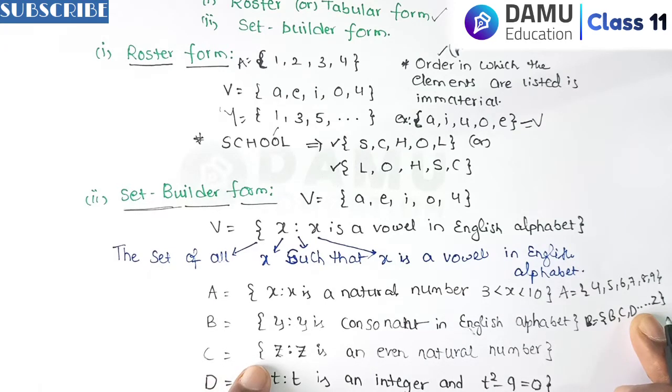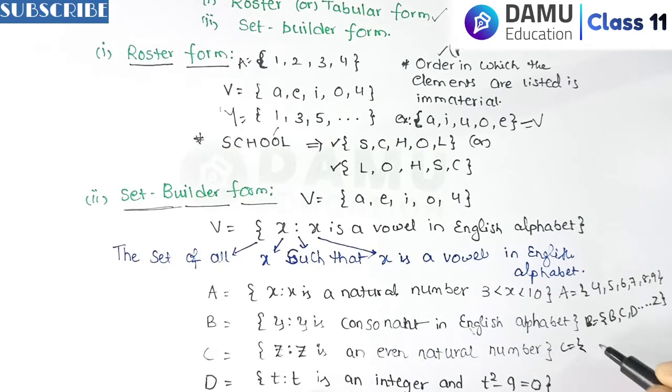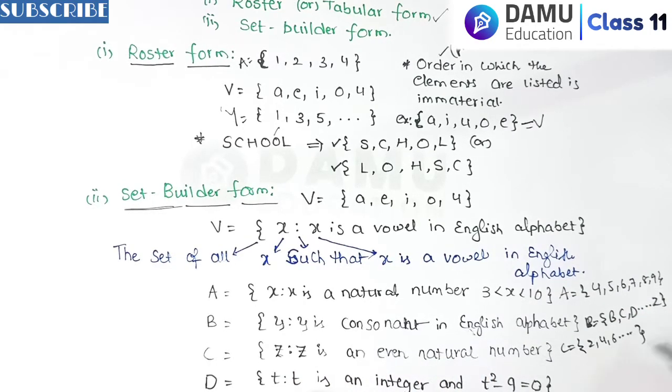Then C. The set of all z such that z is an even natural number. Even natural numbers, for that 2, 4, 6 and so on. So it is indefinitely moving. Why am I putting dots here? It is continuously moving. Dots here mean up to Z, because Z is the last letter. But here we don't know what the last number is, so we leave it like that.